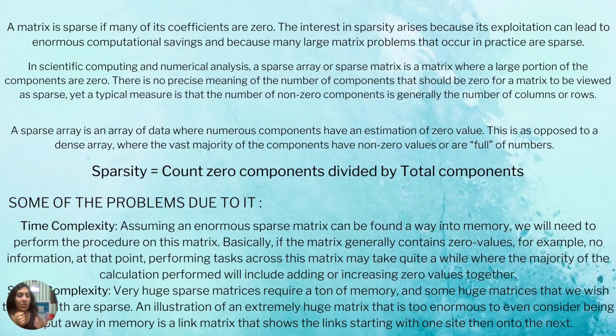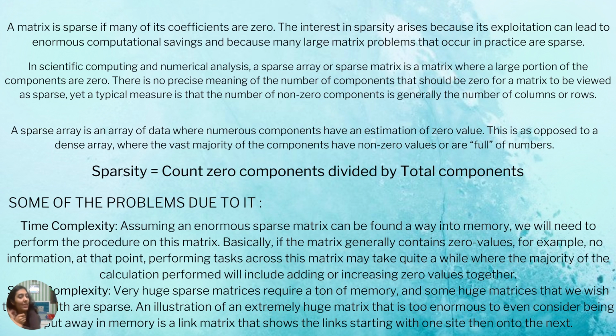Now let's come down to some of the problems due to it. Firstly, time complexity. Assuming an enormous sparse matrix can be fit into memory, we will need to perform procedures on the matrix. Basically, if the matrix generally contains zero values, for example, no information at that point, performing tasks across the matrix may take quite a while, where the majority of the calculation performed will include adding or multiplying zero values together.